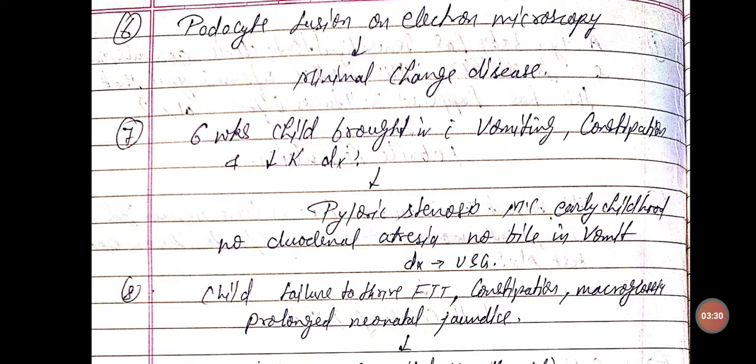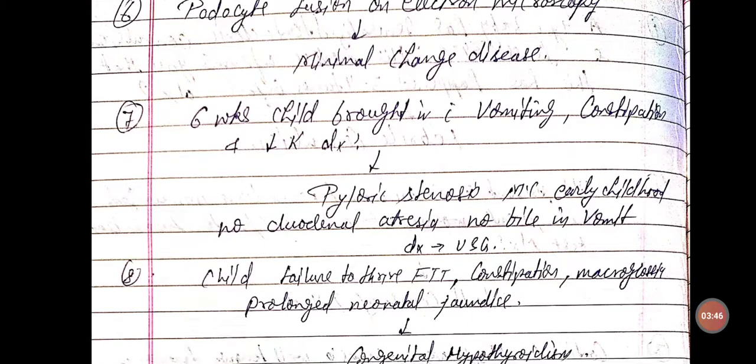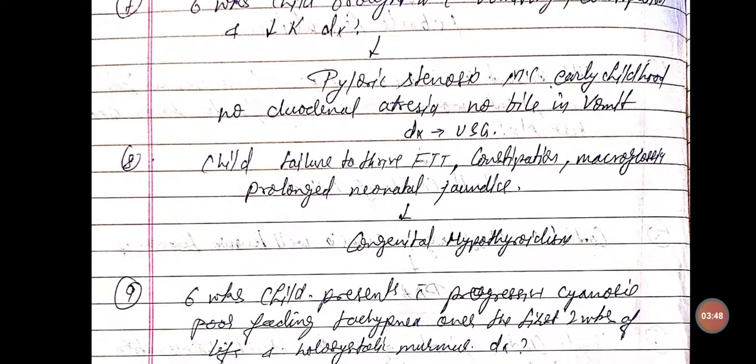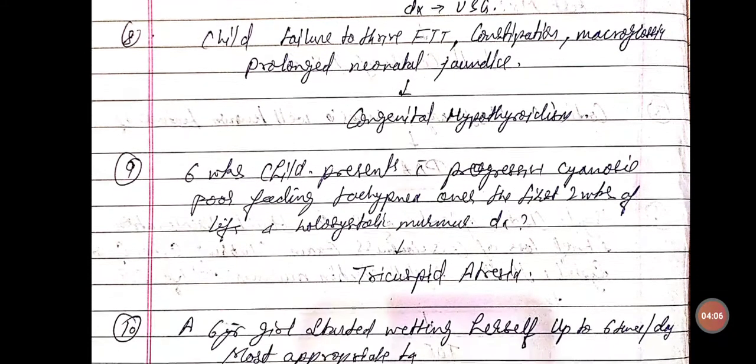A child with FTT, that is failure to thrive, constipation, macroglossia, and prolonged neonatal jaundice, meaning decreased metabolic rate. So the answer here is a case of congenital hypothyroidism. Okay, now a 6-week child presents with progressive cyanosis, poor feeding, tachypnea over the first 2 weeks of life, and a hollow systolic murmur. Diagnosis here is tricuspid atresia. It is due to tricuspid atresia.